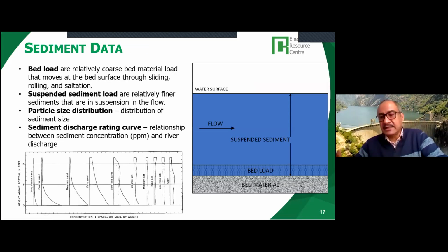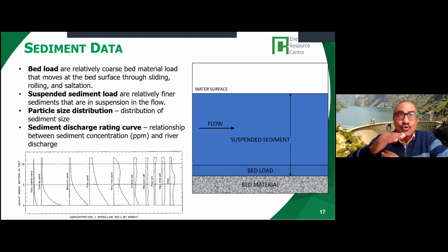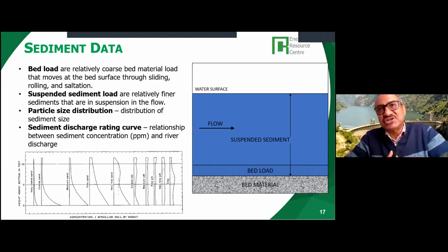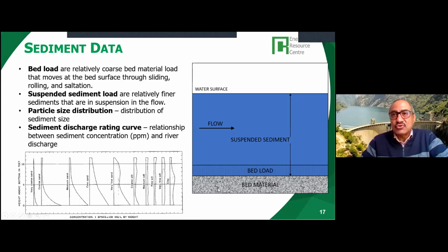Okay. Now, in terms of sediment data, when you collect sediment data, one is the bed load. Bed load is the larger size sediment, sort of coarse material, that moves at the bed surface through sliding, rolling, and saltation, they call it. So it's the bed material. In the river, you have the bed material. It doesn't move, but just above it, slightly, with the flow of water, the bed load also moves.